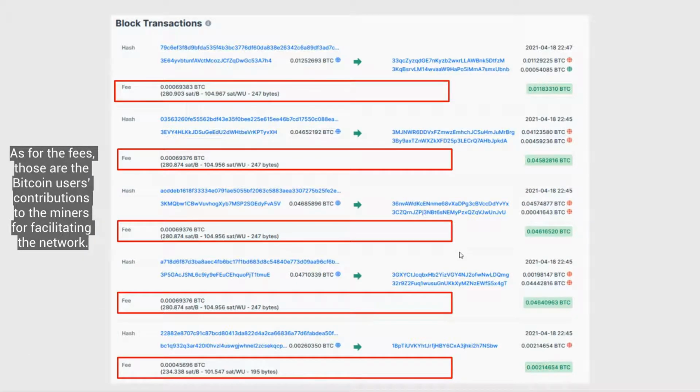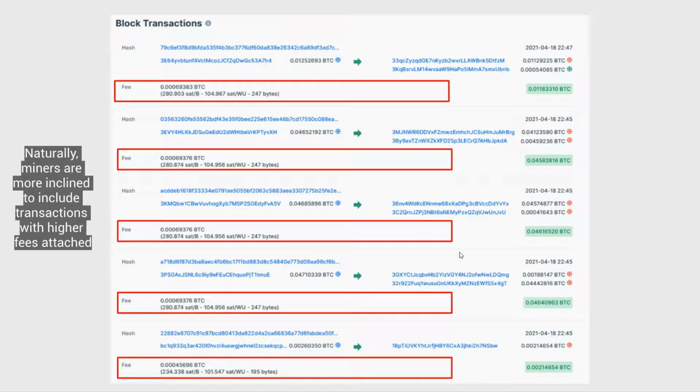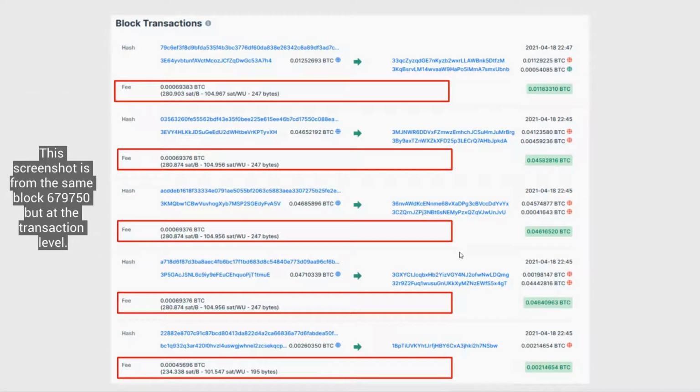As for the fees, those are the Bitcoin users' contributions to the miners for facilitating the network. Miners actually handpick which transactions they include in their candidate blocks, and each transaction has some small fee included from the sender. Naturally, miners are more inclined to include transactions with higher fees attached. Therefore, Bitcoin users can incentivize miners to include their transactions in their blocks by increasing the fee for the transaction, thereby confirming and processing it faster.